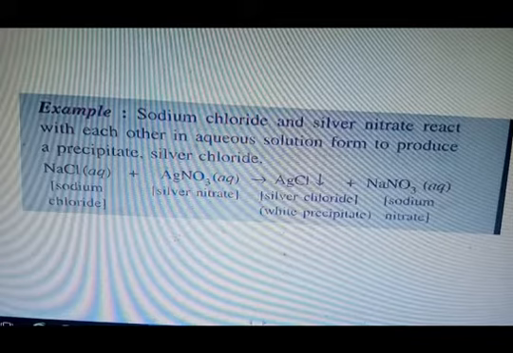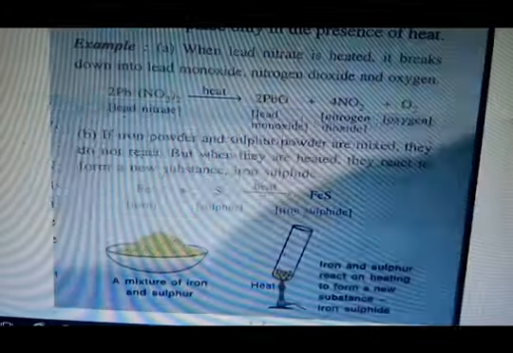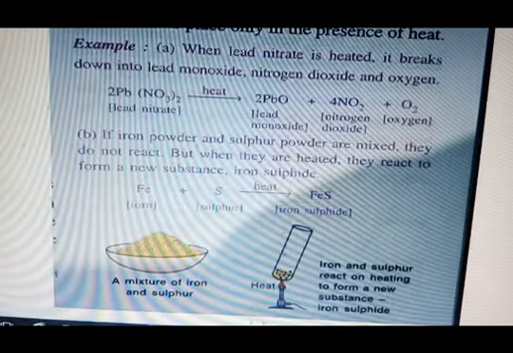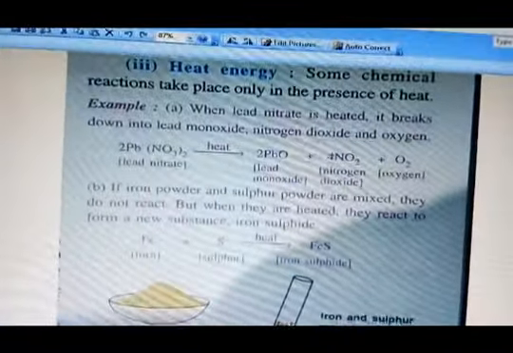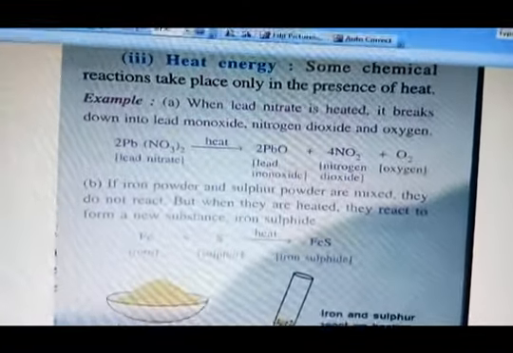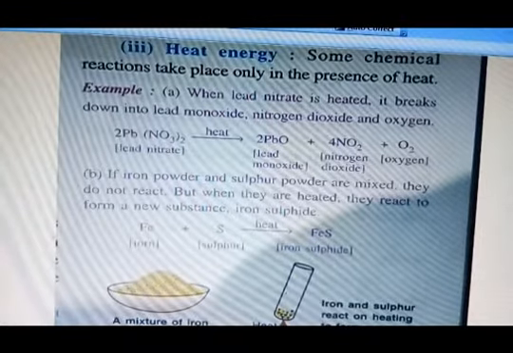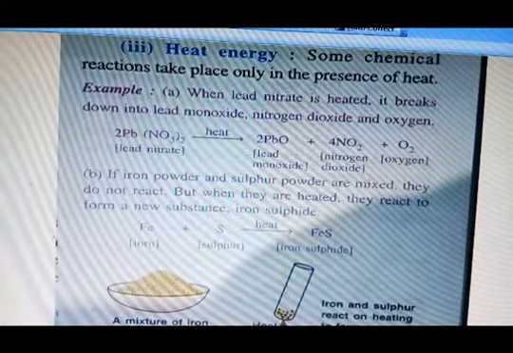So number one, close contact. Number two, physical state. So generally what we do for a chemical reaction to take place faster, we make solution of the reactants. Then third one is heat energy.